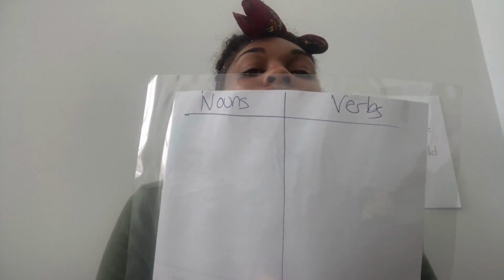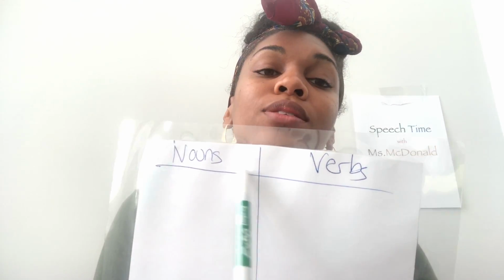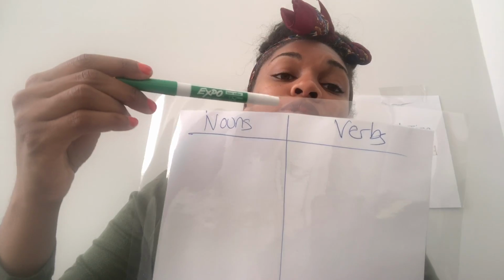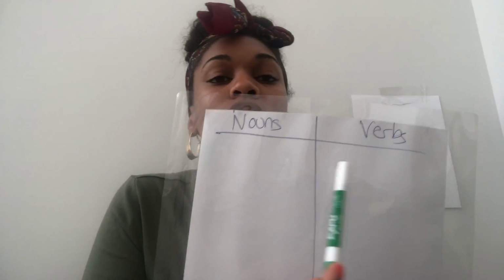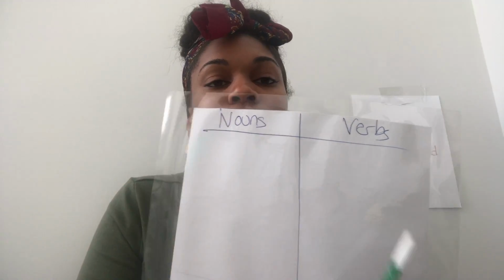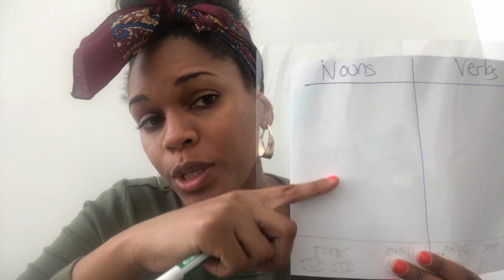We're making what's called a table. You're going to write or underline nouns and verbs, and then you're going to write a line right down the center. You're making a chart. So, on this side, we're going to be writing down our nouns.